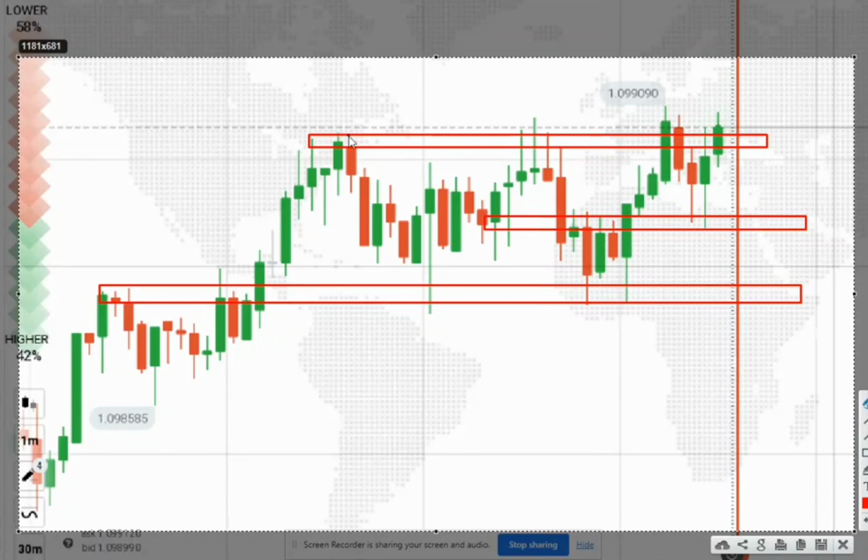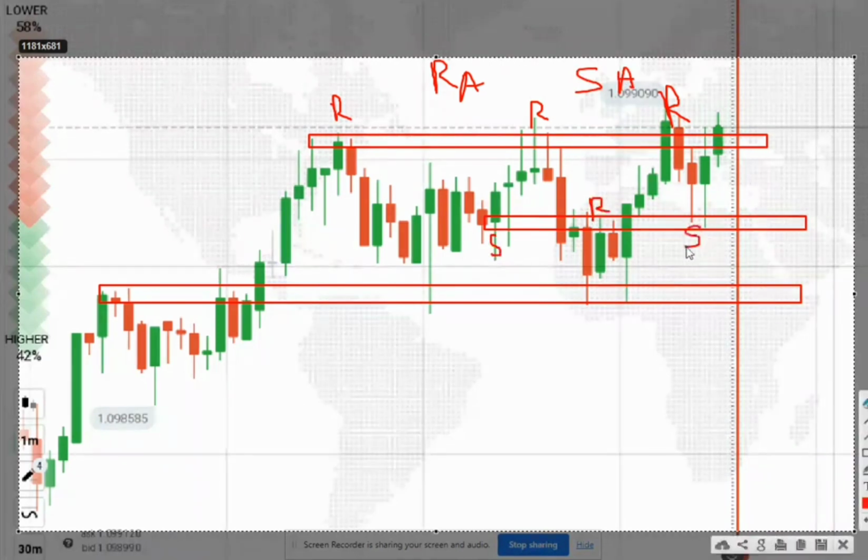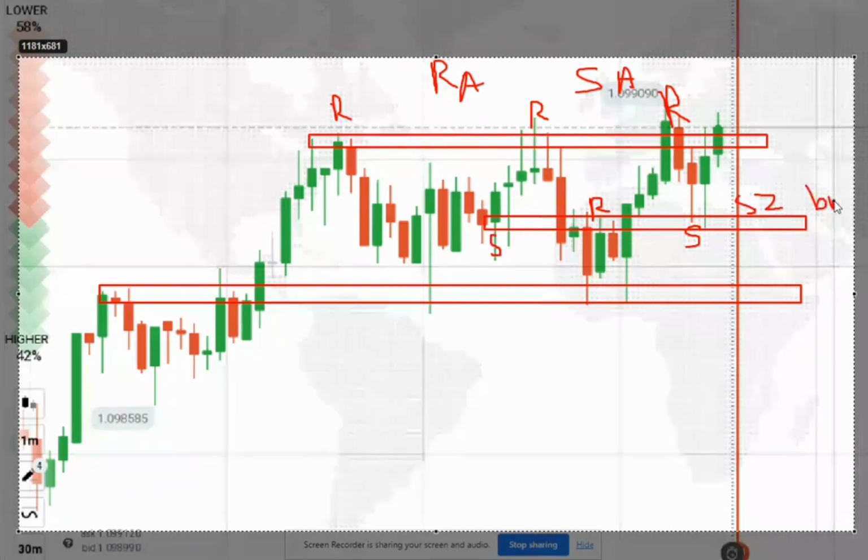So here we have this as the resistance level. Resistance level, resistance level, resistance level. The combination of these three resistance levels gives us our resistance area, also known as the seller's area. Here also we have a support level, resistance level, support level. The combination of support and resistance levels here gives us a support zone, also known as the bias zone.